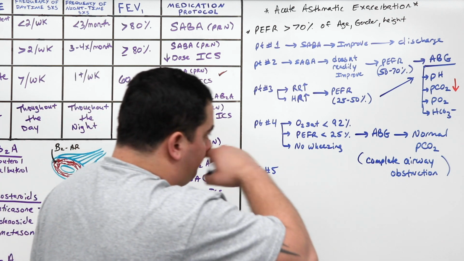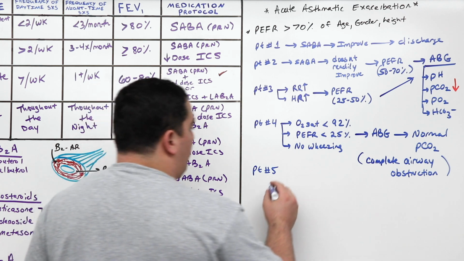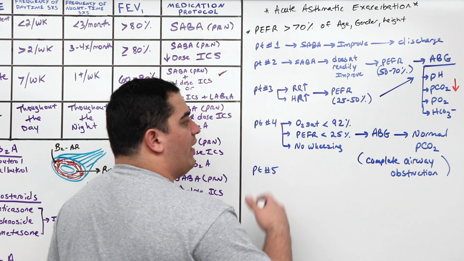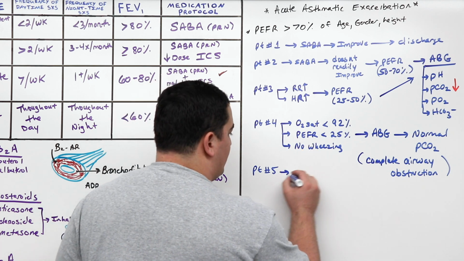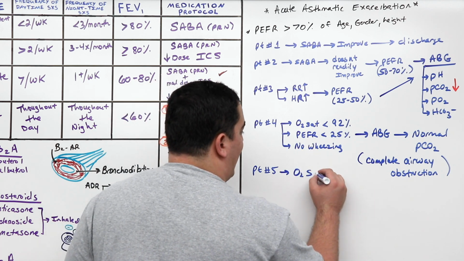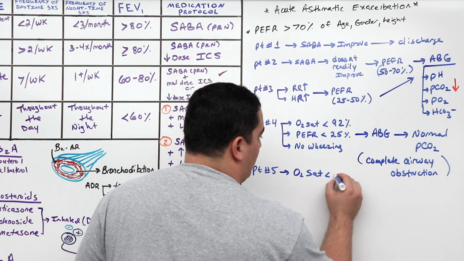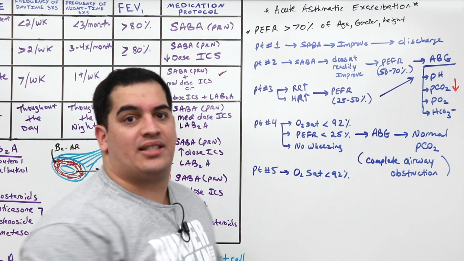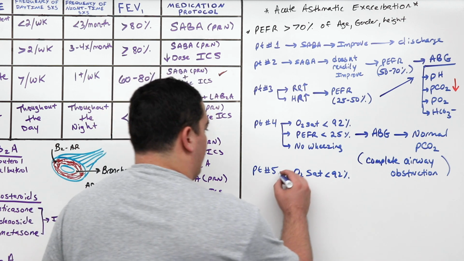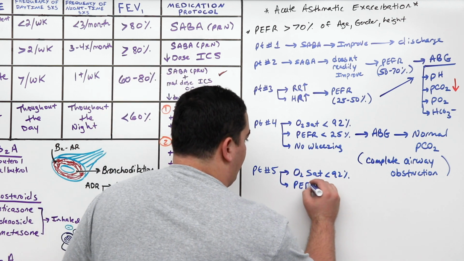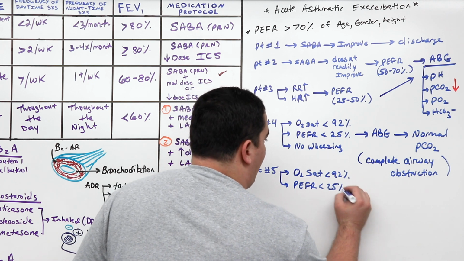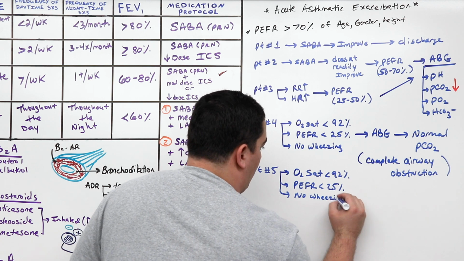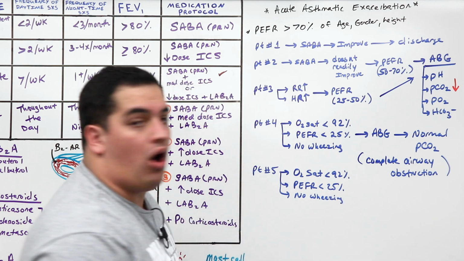So this is where we would lead to the last patient, patient number 5. We do an ABG, okay? Let's say that they're showing very similar signs: super low O2 sats, very low, less than 92%, let's say. Again, peak expiratory flow rate is less than 25%. No wheezing. They can't even talk.